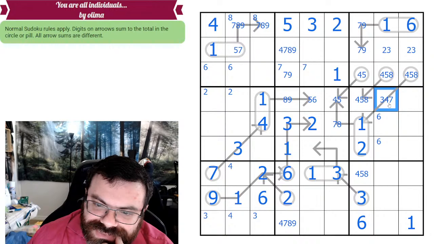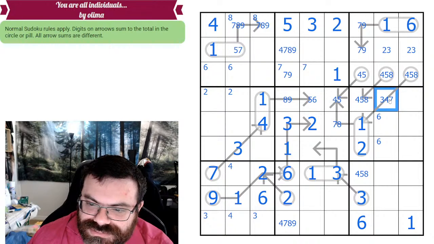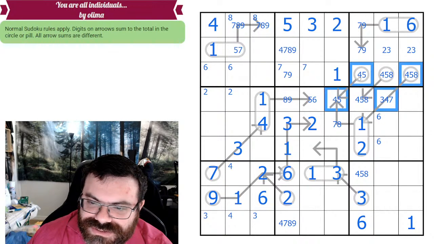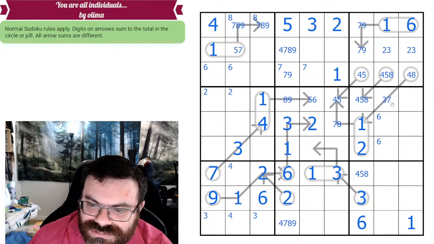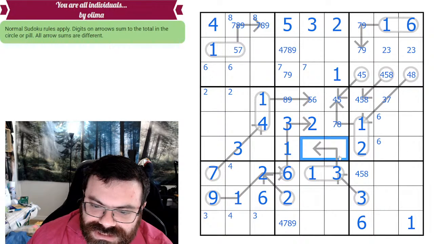I'm not seeing why this can't be a 4. Oh, I see. This is a 4, that's a 5, but then these are also 5s, so that doesn't work. I just feel like there's probably easier deductions to do.